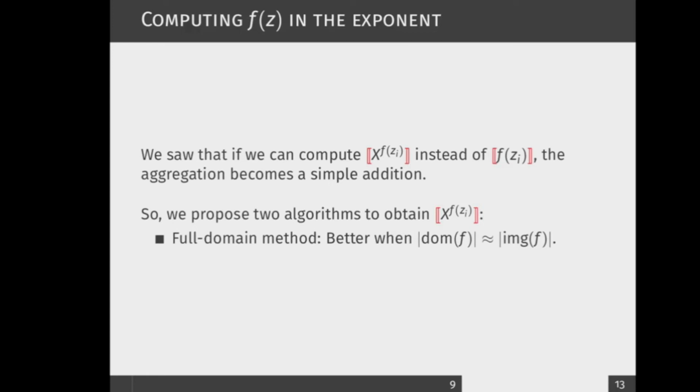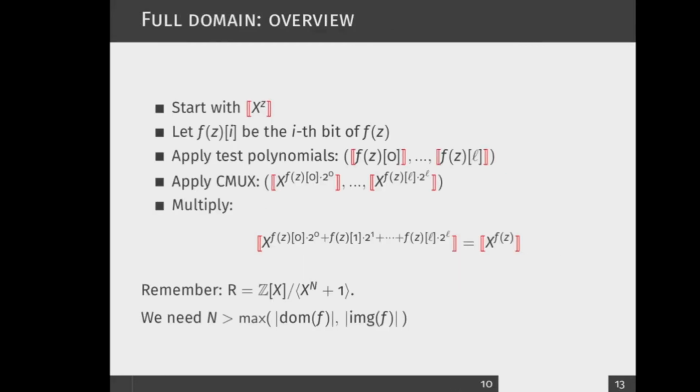So in our paper we propose two methods. The first one is called full domain, and this one is better when the domain and the image have more or less the same size. And the second one is called the split domain, and this is better when the domain is much larger than the image of the function. So now we are going to give a brief overview of how the full domain strategy works.